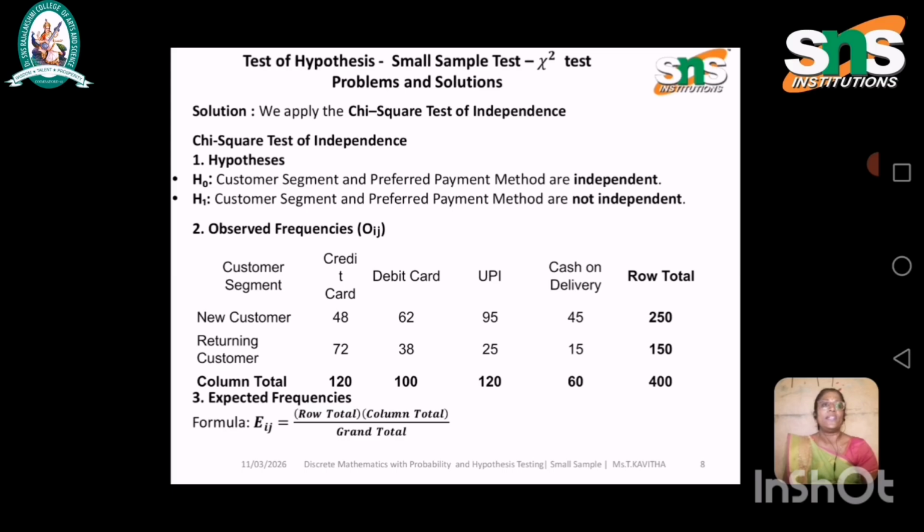Now we have to calculate the expected frequencies. The observed frequencies for customer segment, new customer, returning customer and column total are given in the problem. The expected frequency formula is row total into column total divided by grand total. Here the row totals are 250 and 150, the column totals are 120, 100, 120 and 60, and the grand total is 400.